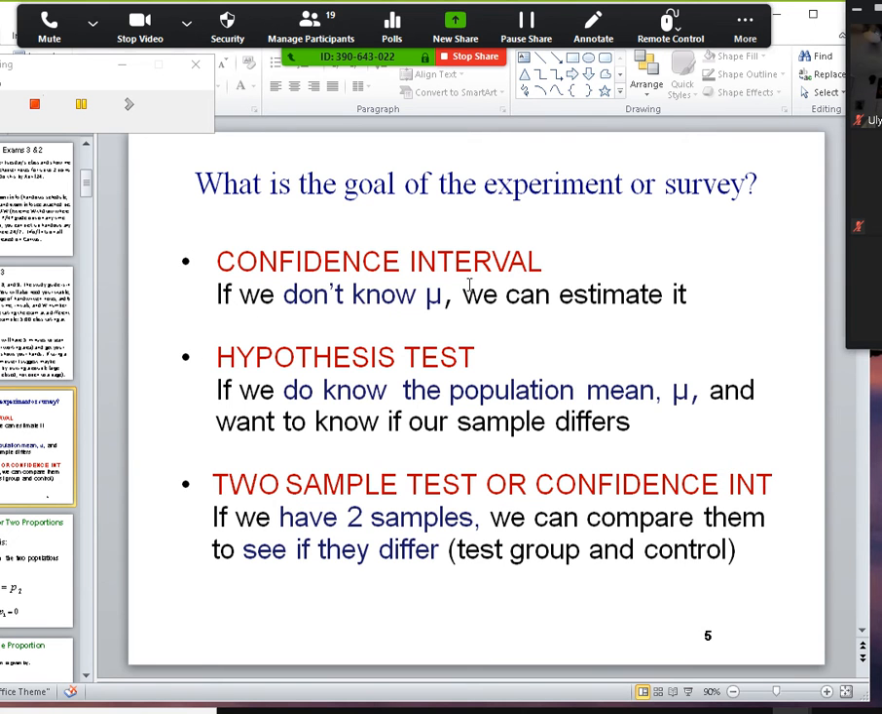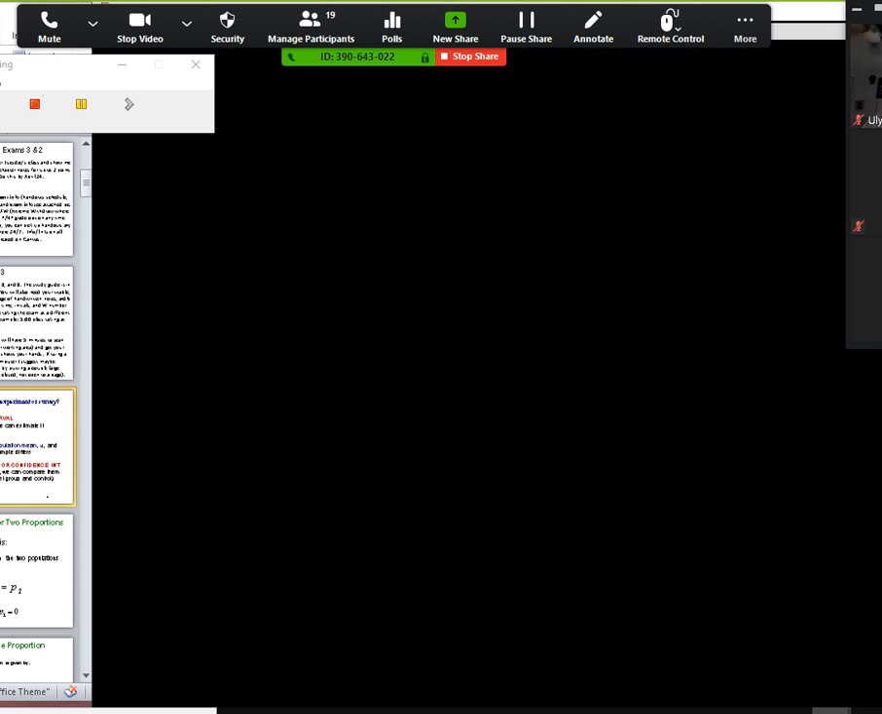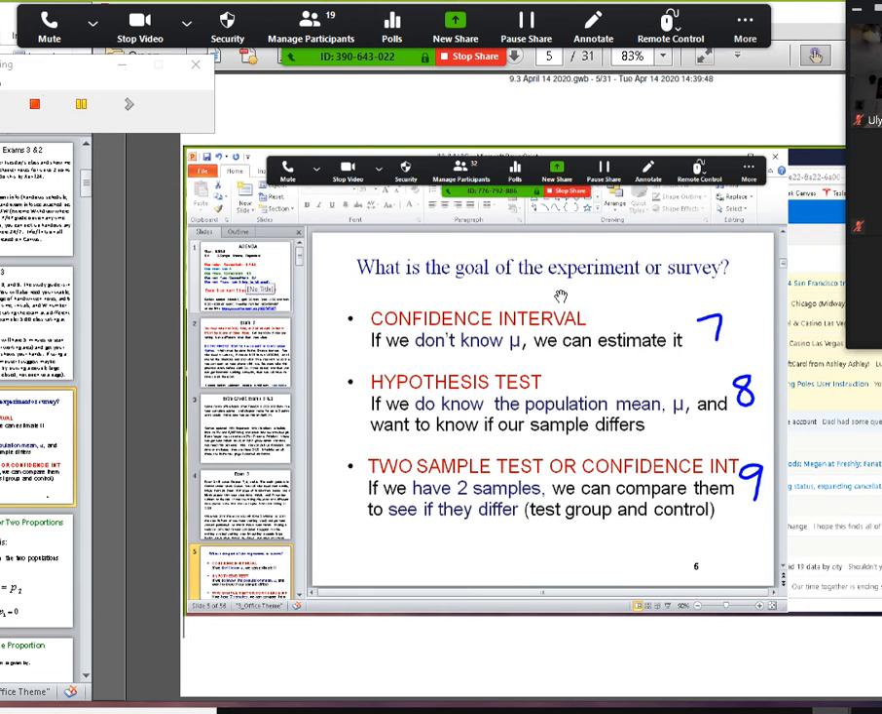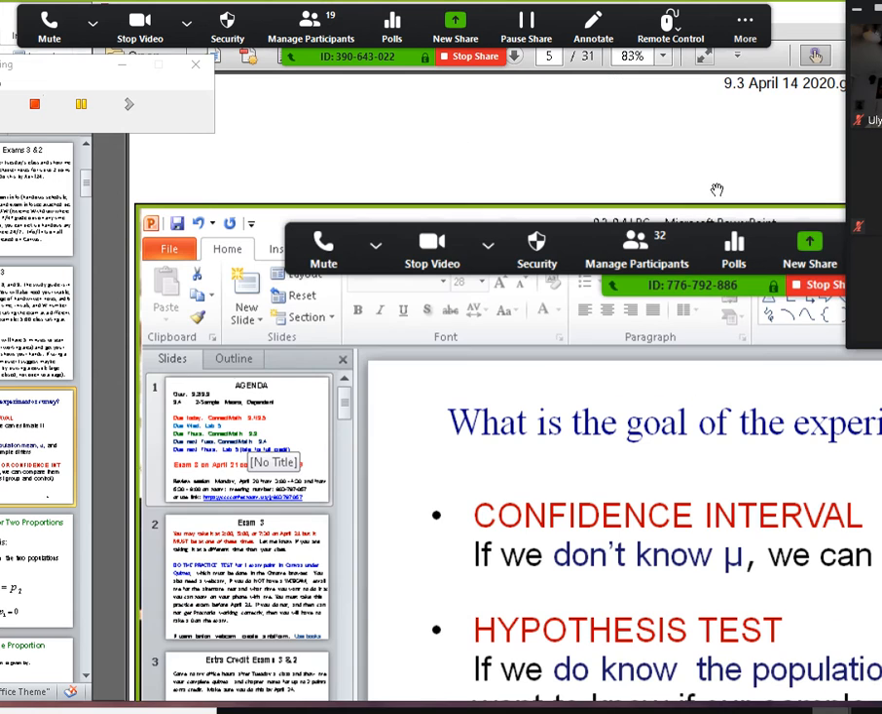The goal of the experiment or survey. So actually, I'm going to switch over to this one because it's probably better. So again, oops, too big.